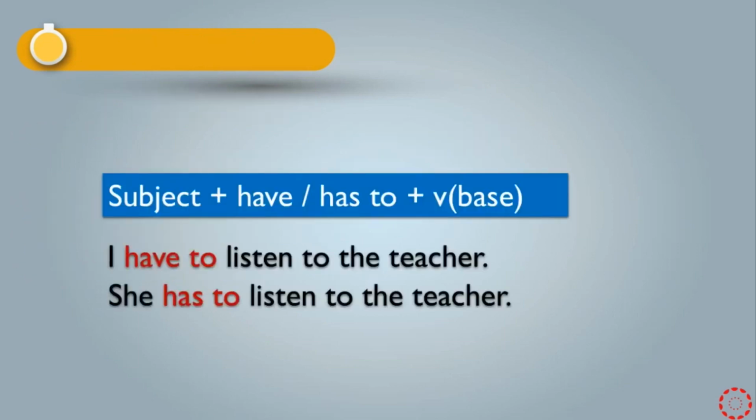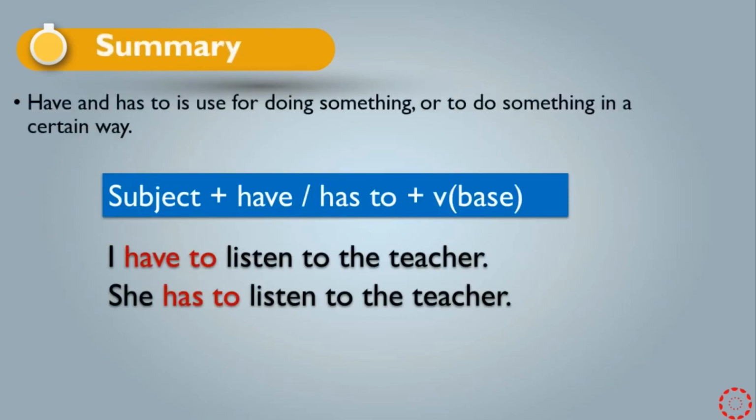Okay, so we now have a summary. What are have to and has to? Have to and has to are used for doing something or to do something in a certain way. The general rule for have to and has to: we have a subject, followed by have or has to, and also the verb in base form. Another example for the rule, I have to listen to the teacher, or also we can say she has to listen to the teacher. I hope you understand very well. Thank you very much.